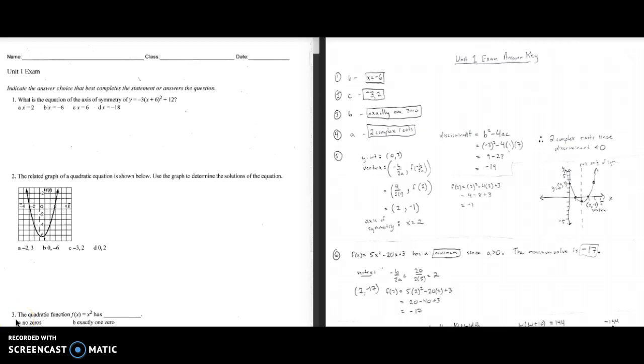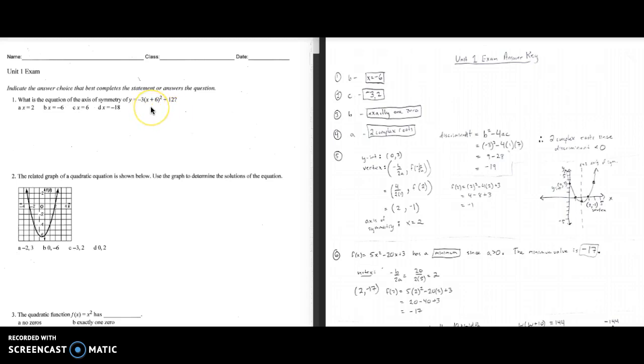Okay, we're looking at the answers to the Unit 1 exam today. On the left side of my screen, you can see we've got the actual test, and on the right side, I have the answer key that I made up. The first question says, what is the equation of the axis of symmetry of y equals -3 times (x + 6) squared plus 12?